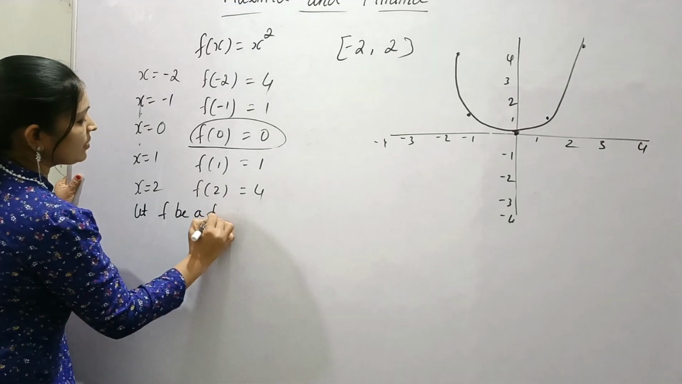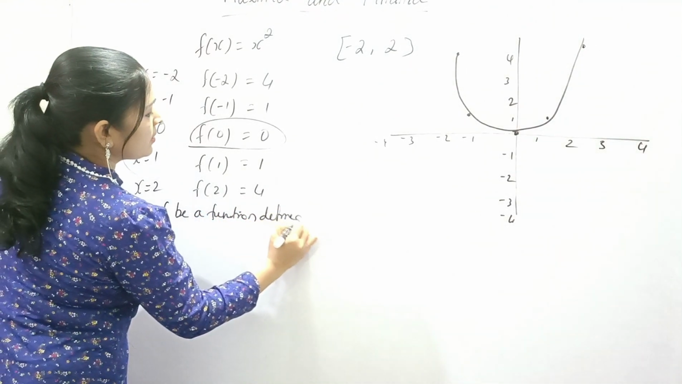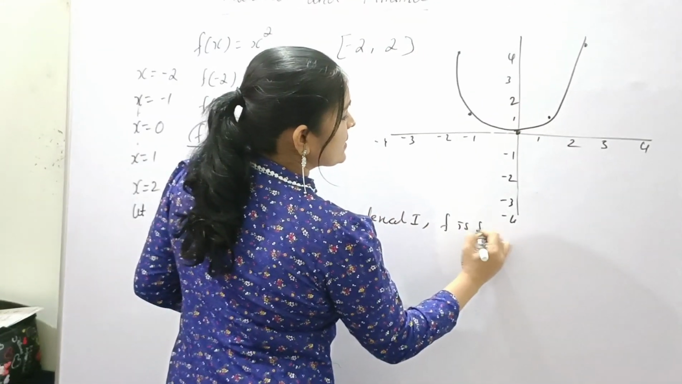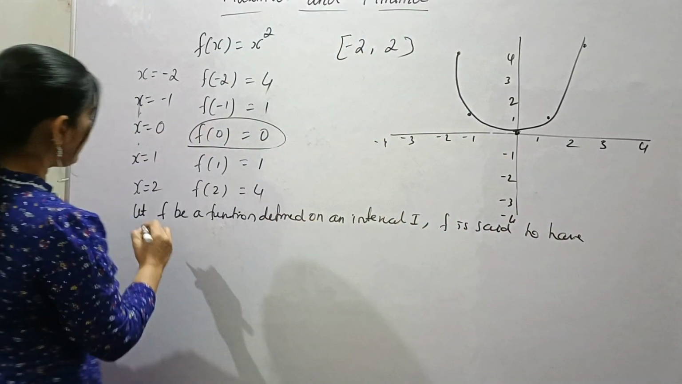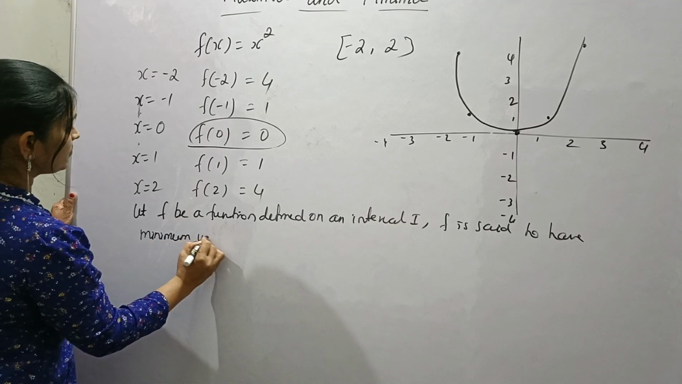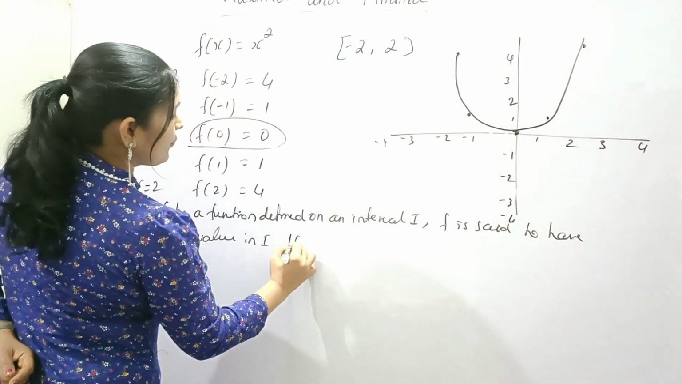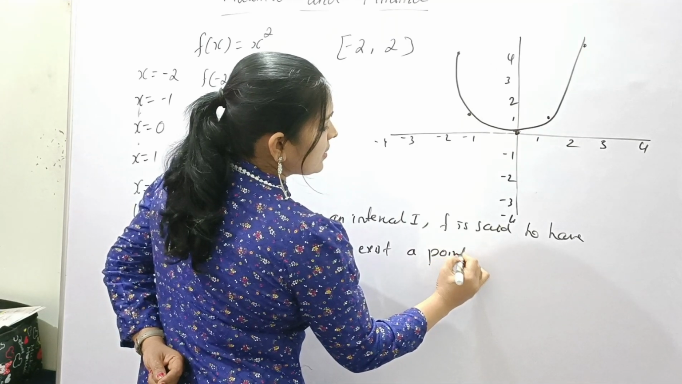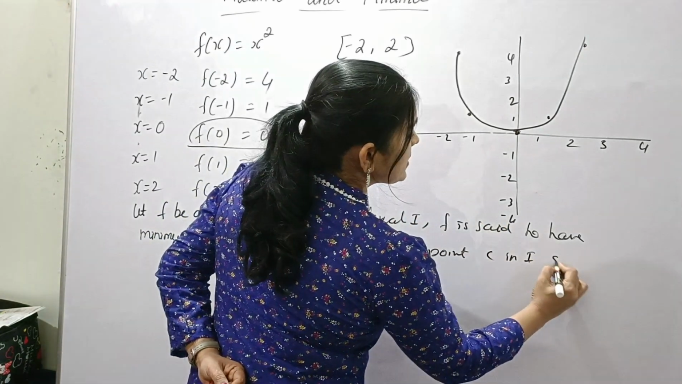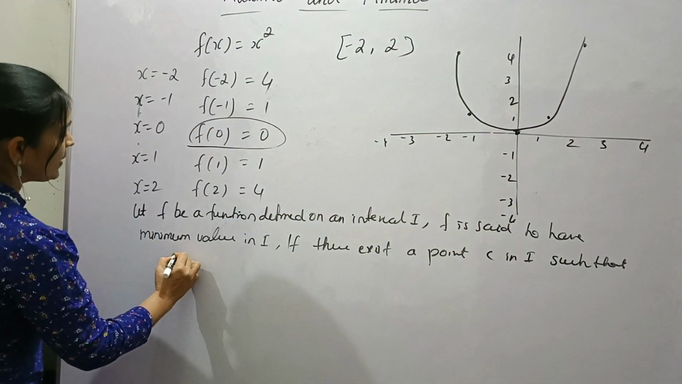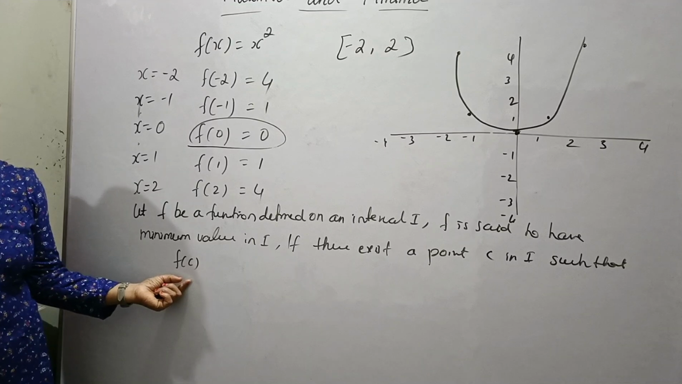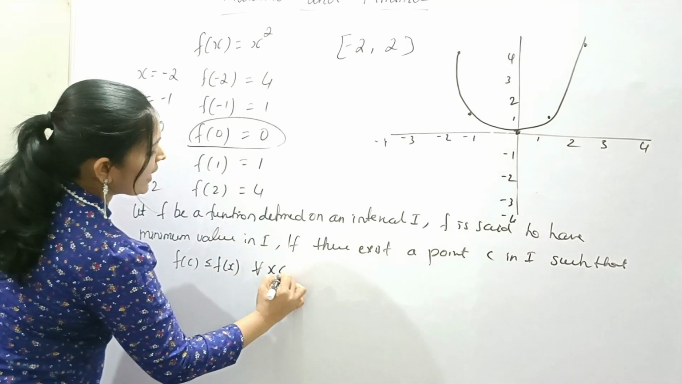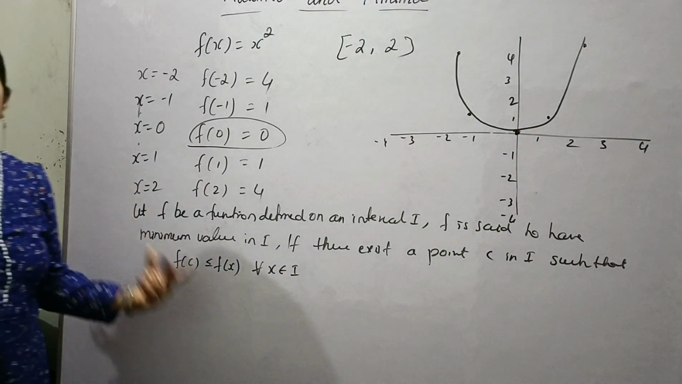Let f be a function defined on an interval I, then f is said to have a minimum value in I if there exists a point C in I such that f of C is less than or equal to f of x for all x belongs to I. So this is the definition of the minimum value of the function.